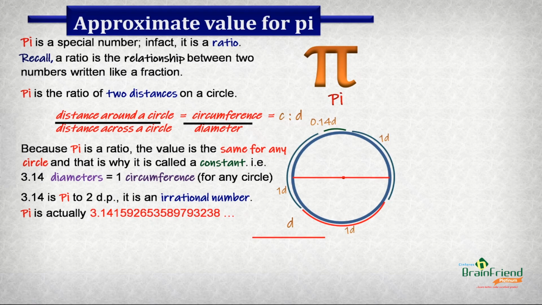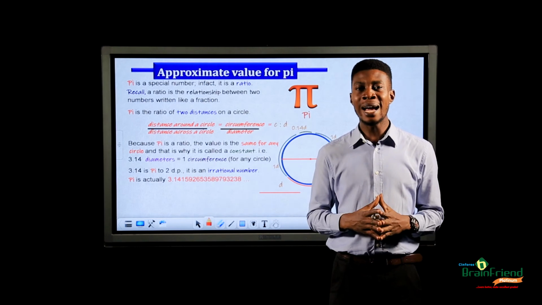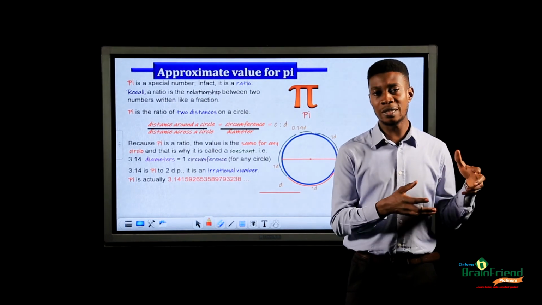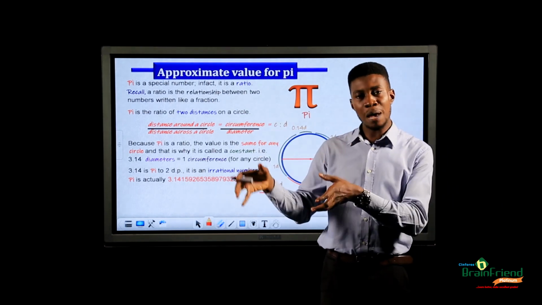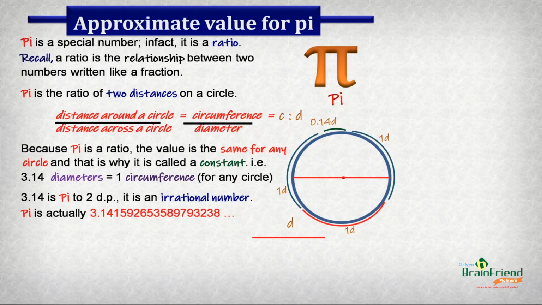Let's talk about pi. Pi is a special number, and the value of this number is given by the ratio of the circumference of a circle and its diameter. Let's see how this relationship goes. It is important to know that pi is a ratio and its value is the same for any circle, and that is why it is called a constant. So wherever you find yourself, the value of pi remains the same.